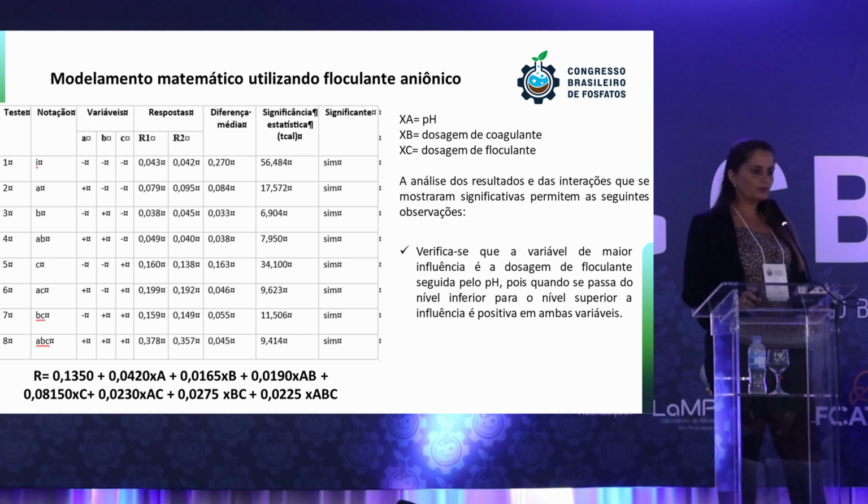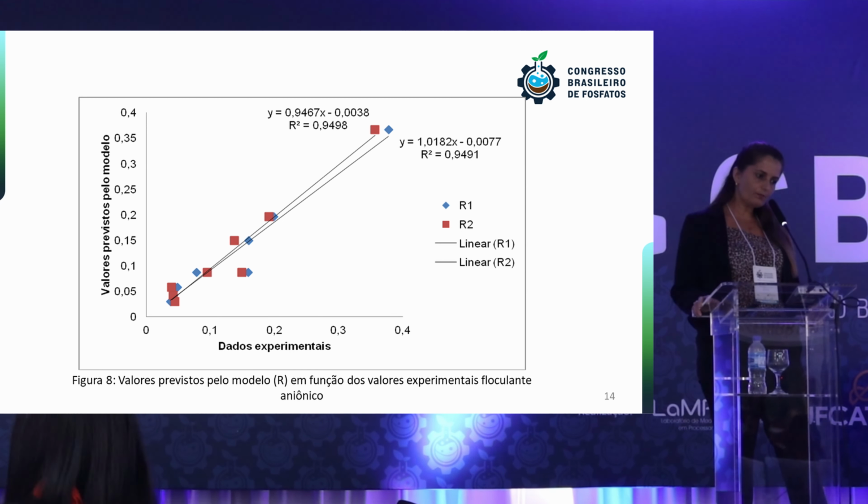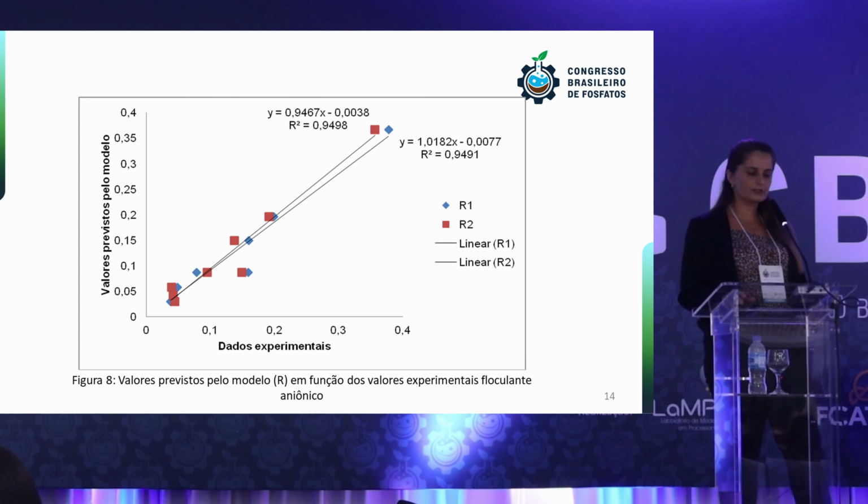For the anionic flocculant, we verify that the highest influence came from the flocculant dose and also from the pH. And as you can see in the table, the average difference. And you can also see the values forecasted by the model and the experimental values. They are close to one another, but not as close as for the cationic flocculant.